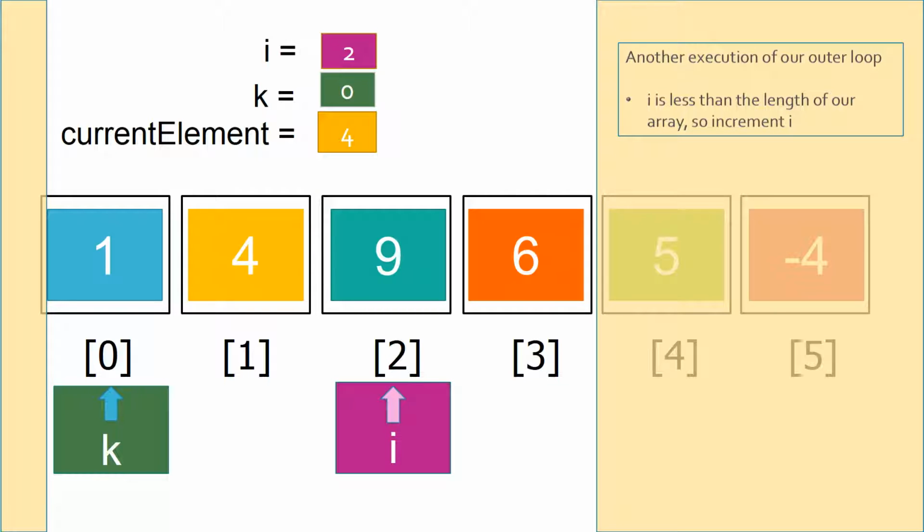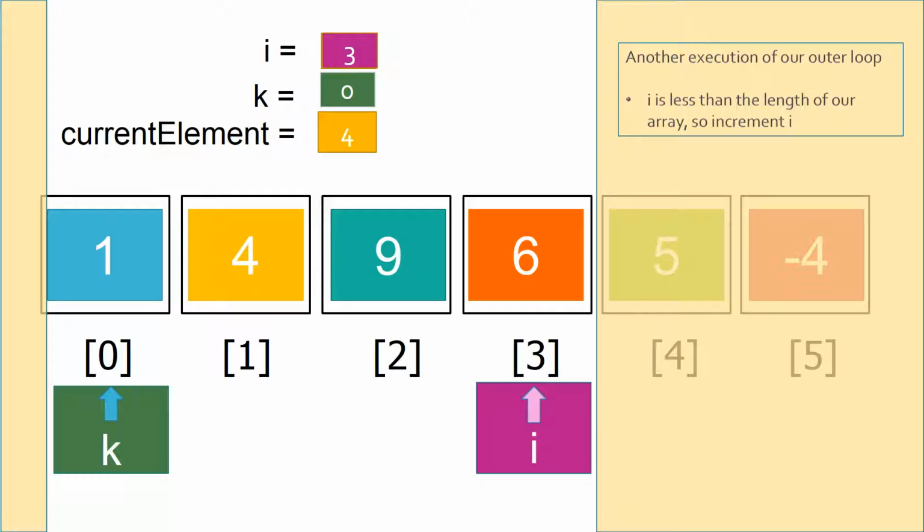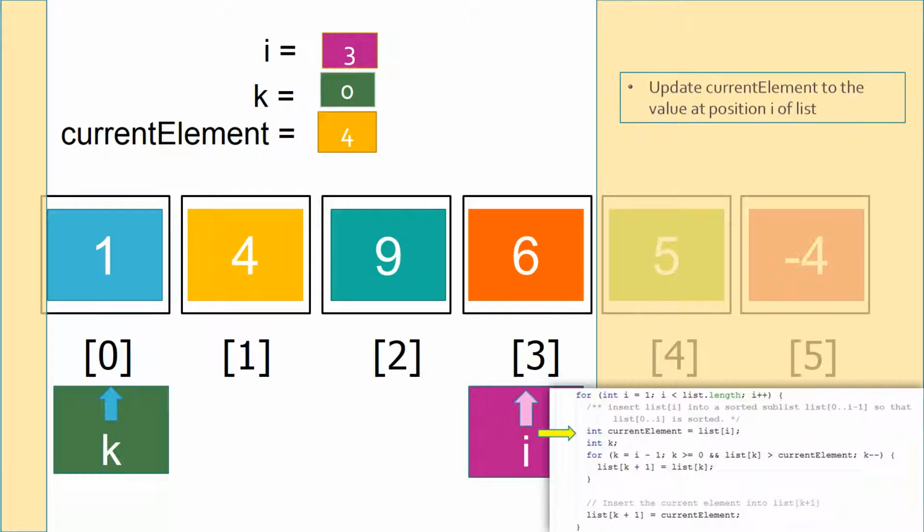Now another execution of our outer loop. We're going to be looking at updating I, and it is still less than our list length, so move on. We're going to update our current element variable by using the data from our list at position I.